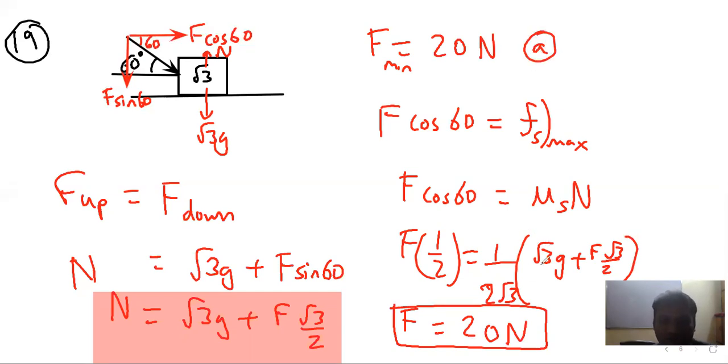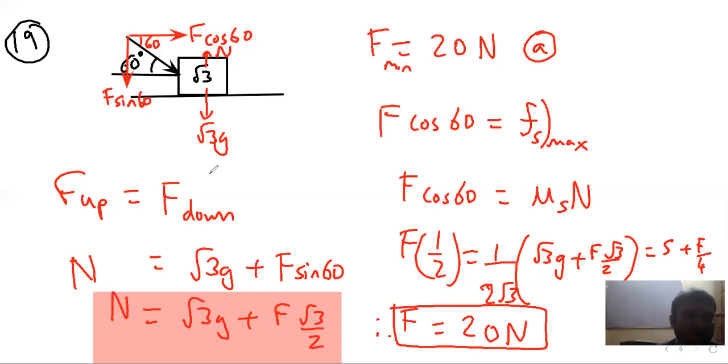Why? Because root 3 will cancel. 10 upon 2 is 5. 5 plus F into, in this case, we will have F by 4. So in this case, 5 plus F by 4, that will be the value. Now, F by 2 minus F by 4, if I take F common, so F by 4 is equal to 5, so F comes out to be 20 Newton. That is the calculation. Oral calculation we can do easily.